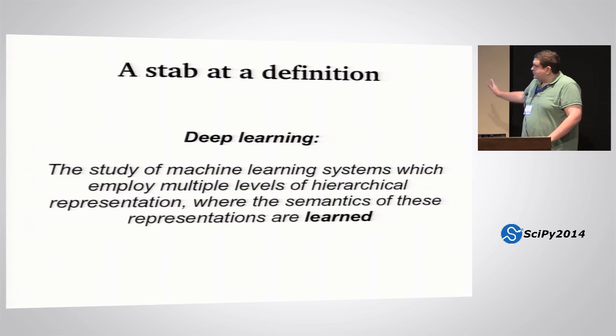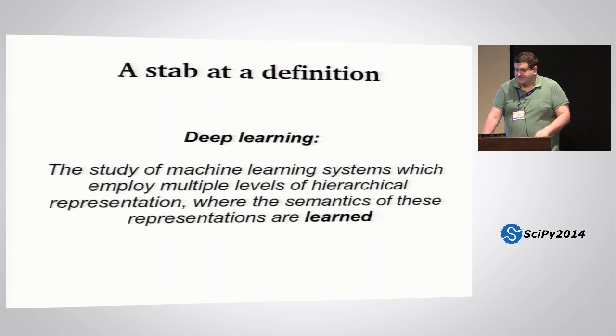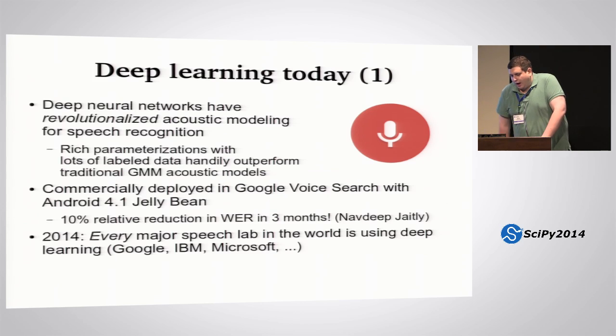So just for a stab at a definition, deep learning, I would say, is the study of machine learning systems that employ multiple levels of representation that form a hierarchy, but where we don't specify the semantics of those representations a priori, where we learn those features, and we learn the relationships between them.